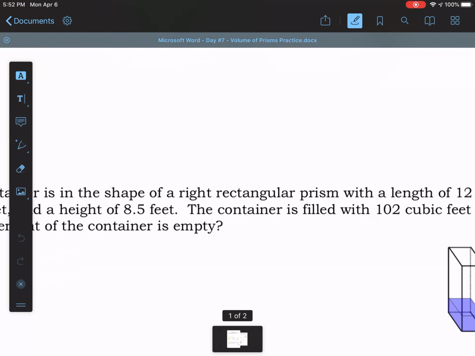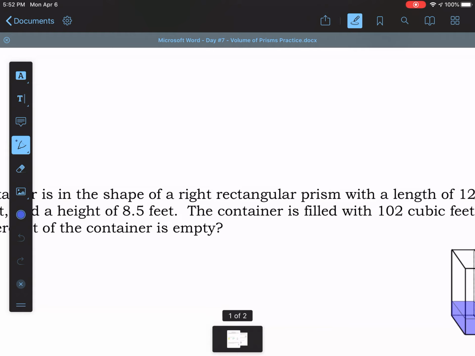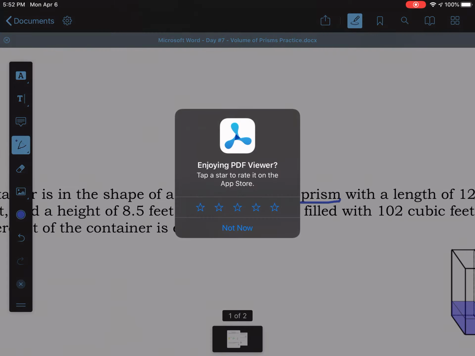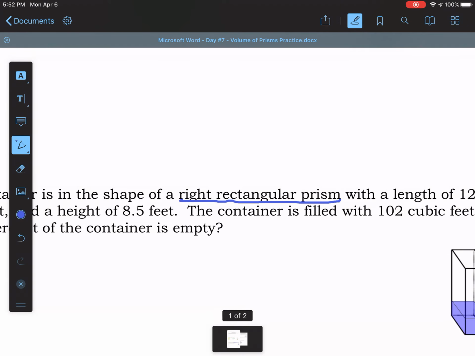So on question number 3, a shipping container is in the shape of a right rectangular prism with a length of 12 feet, a width of 4 feet, and a height of 8.5 feet. The container is filled with 102 cubic feet of water. What percent of the container is empty?